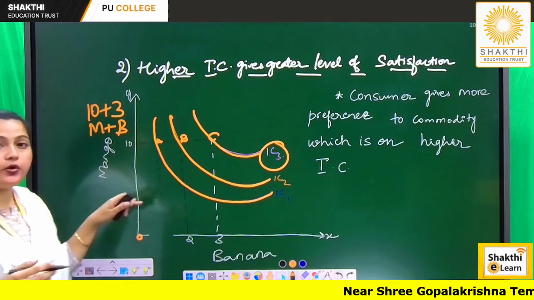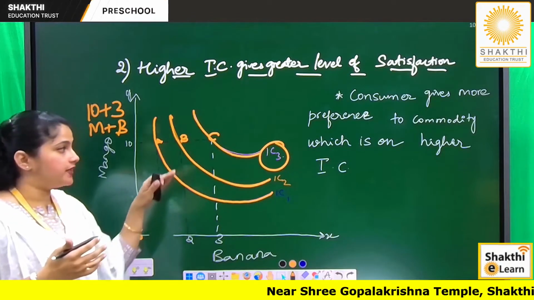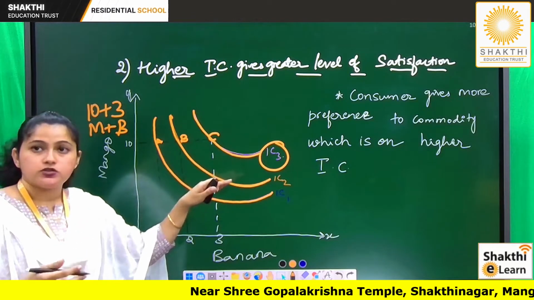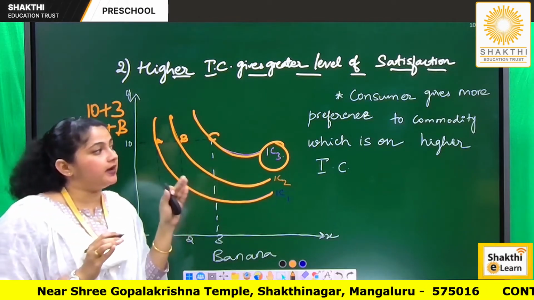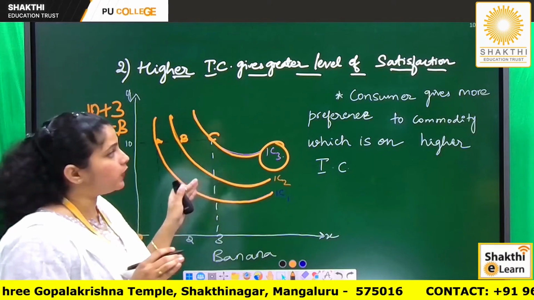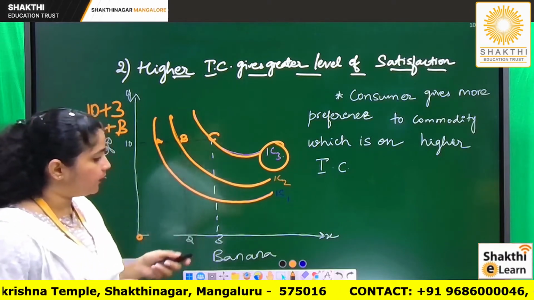So here he is going to derive greater satisfaction when he comes to IC3. So the consumer is going to give more preference to the commodity which is giving him a higher level of satisfaction. That is what is being told in the second point.